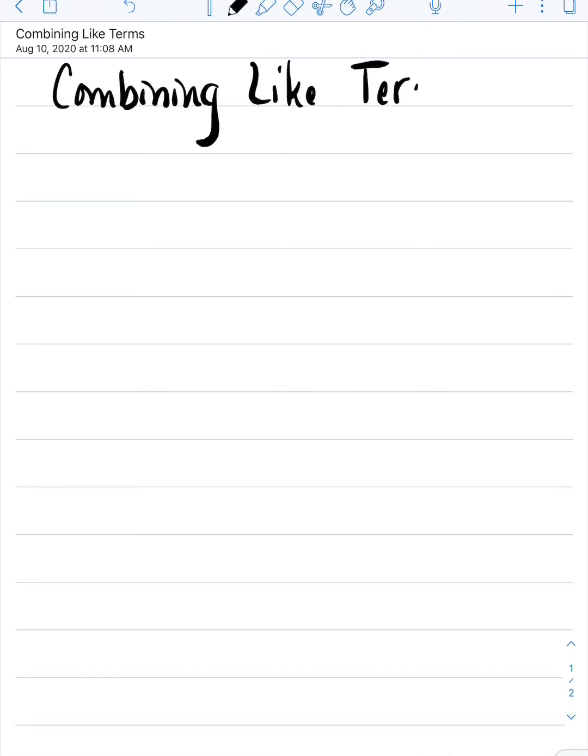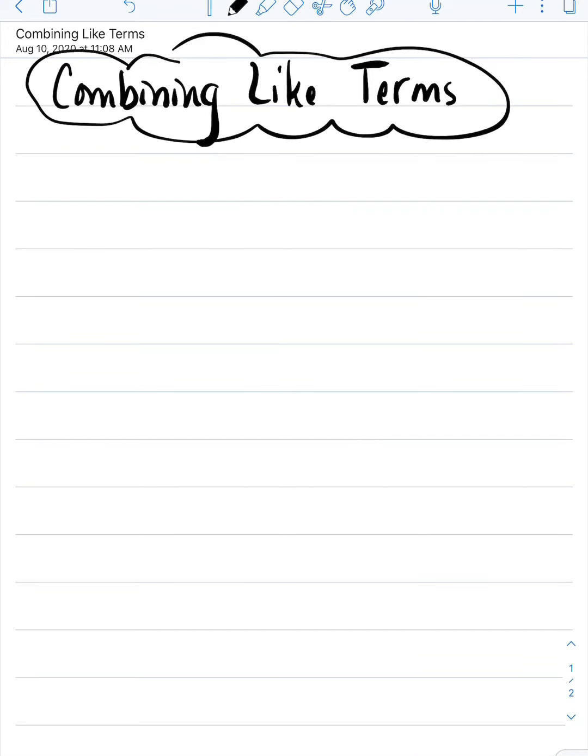Hey guys, so today we're going to take a look at combining like terms. So if you will, at the top of your notebook page, write combining like terms. And you can put a square around it, a box, or just underline it. So the reason we combine like terms is to simplify expressions.